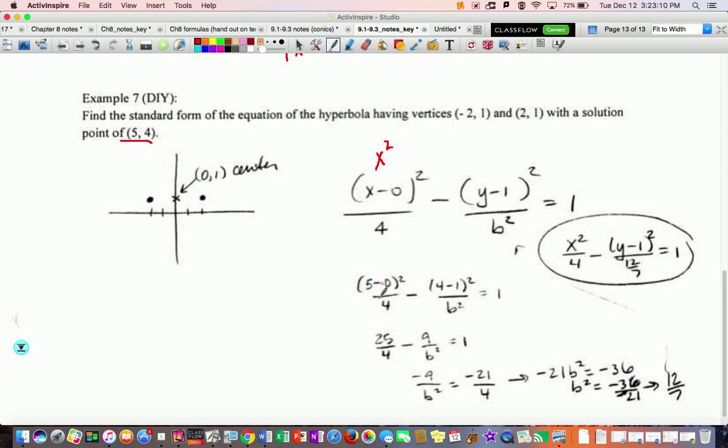So go ahead and look at this. This is 25 over 4. This will be 3 over b squared. I can subtract this to the other side. So now I have this. And you could cross multiply if you want. So negative 21b squared is equal to negative 36. This is just one way to do it. And what happens is I end up getting a b squared that's 12/7. So just put that in here, and here's your standard form.